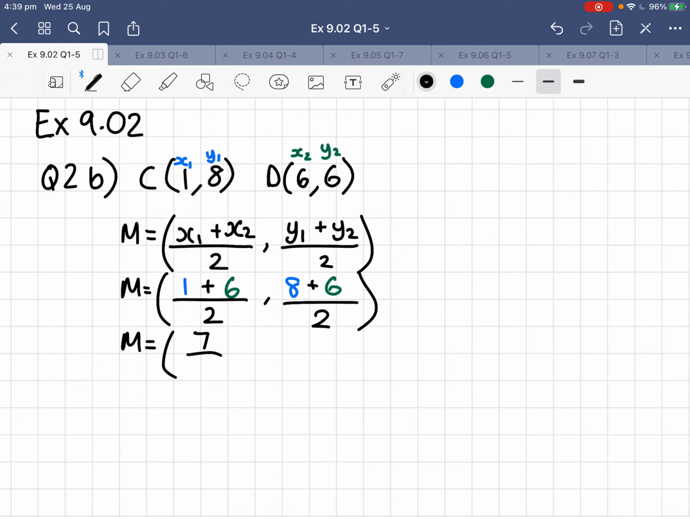So then what we do is we add this up. So 1 plus 6 is 7 over 2. 8 plus 6 is 14 over 2. And we can simplify these fractions to be in terms of decimals. So 7 over 2 is 3.5.